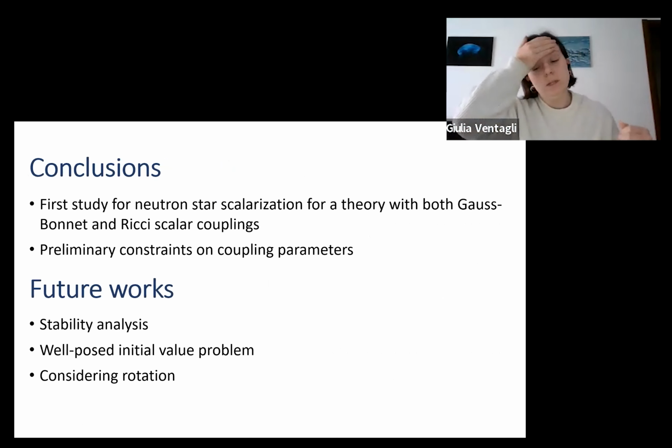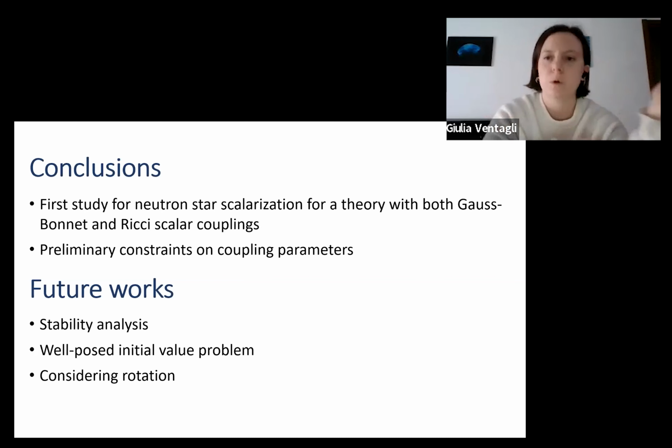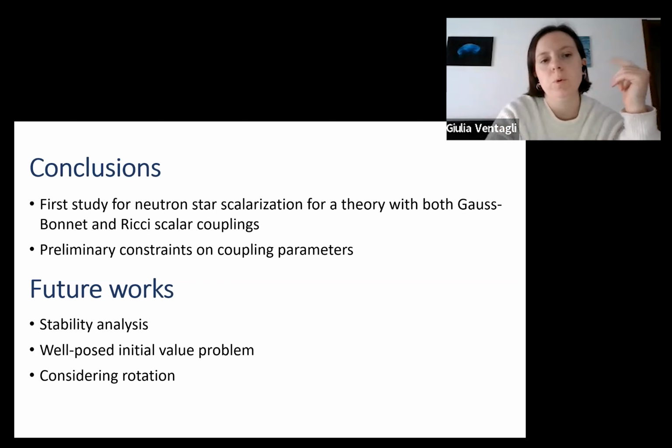So in summary, what we did was study spontaneous scalarization for neutron stars for the first time for a theory that contained both the Gauss-Bonnet and the Ricci scalar couplings, which was never done before because so far people just considered either the Gauss-Bonnet theory or a Ricci scalar coupling. We were able to put some preliminary constraints on the coupling parameters simply by considerations on the parameter space or on the properties of the neutron star.